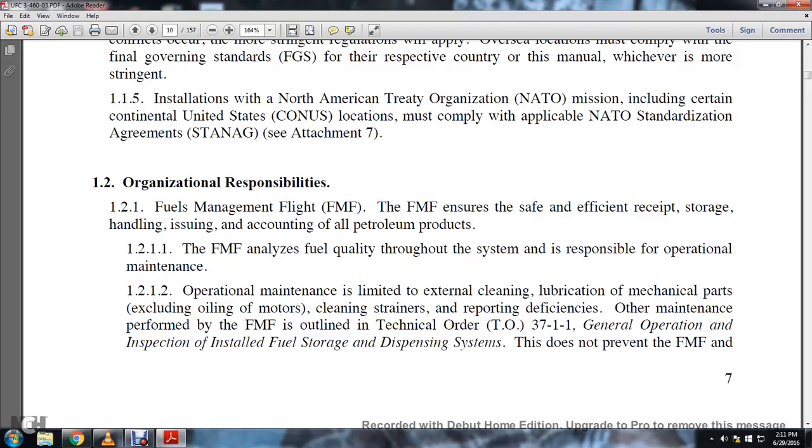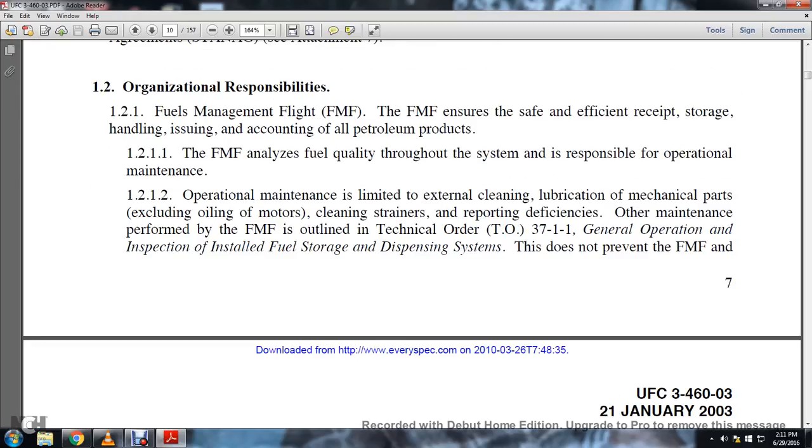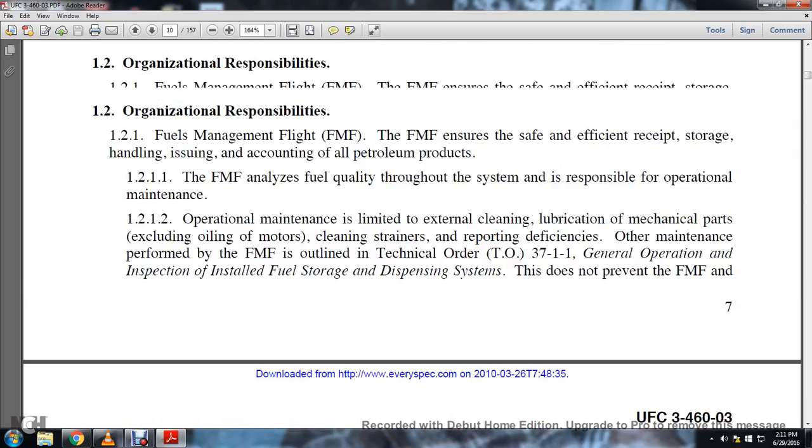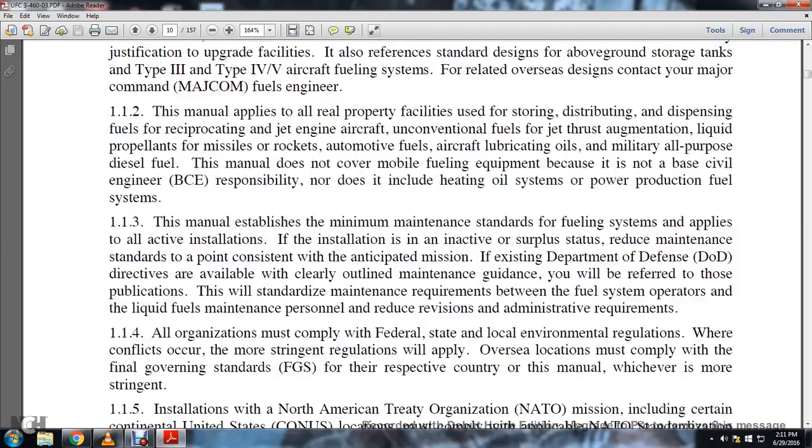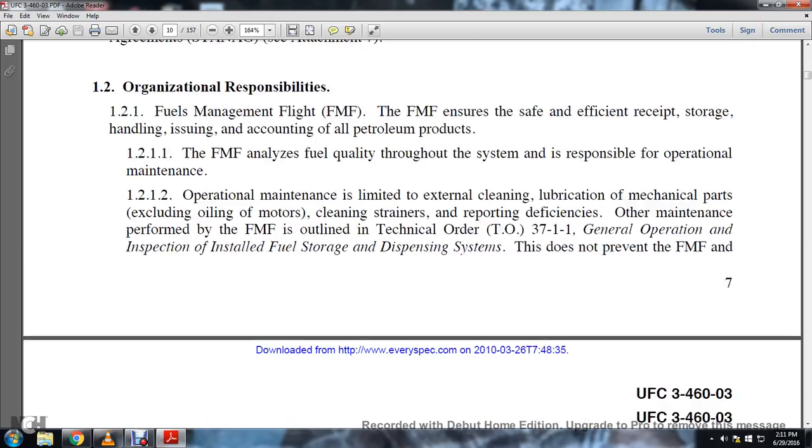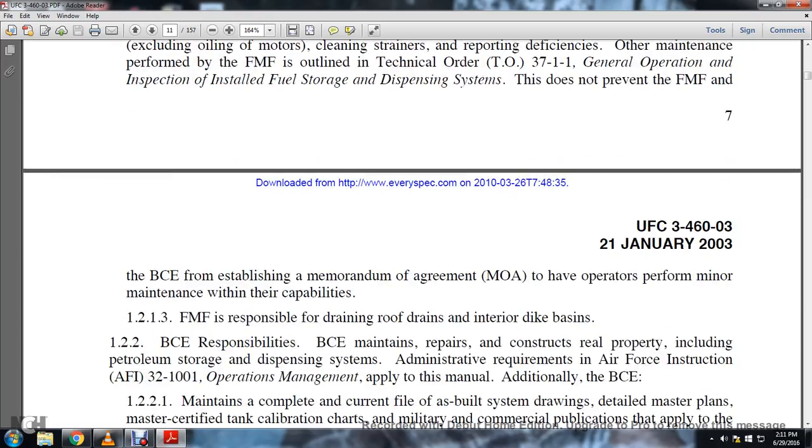This does not prevent the Fuel Management Flight and base civil engineering from establishing a memorandum of agreement to have operators perform minor maintenance within their capabilities. 1.2.1.3 The Fuel Management Flight is responsible for draining roof drains and interior dike basins.